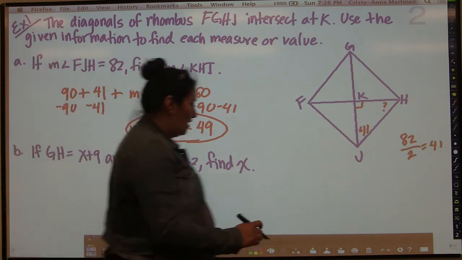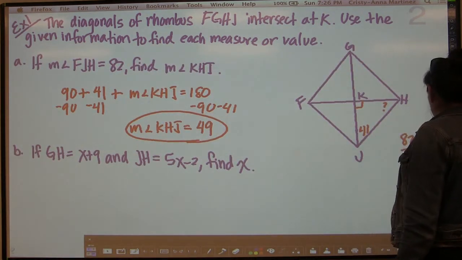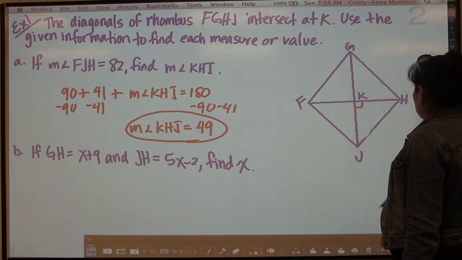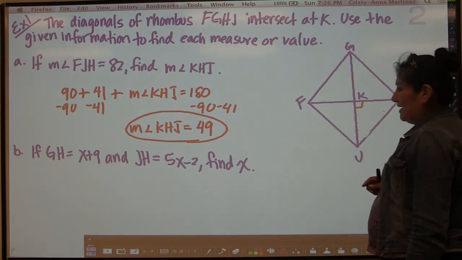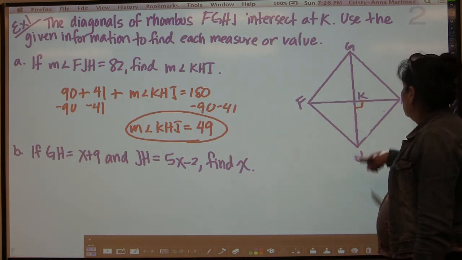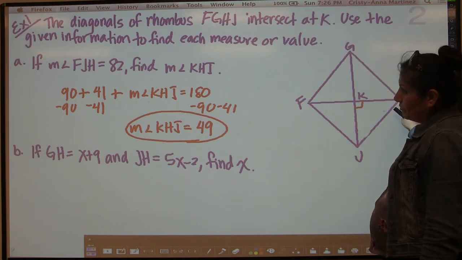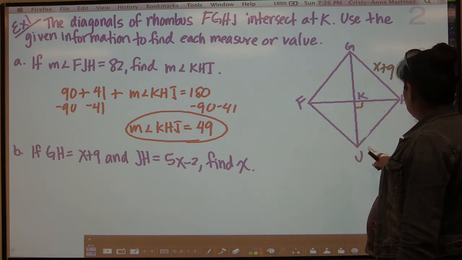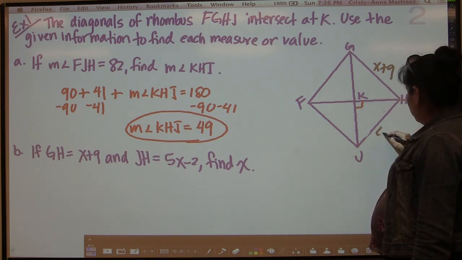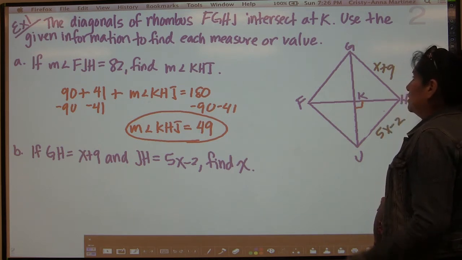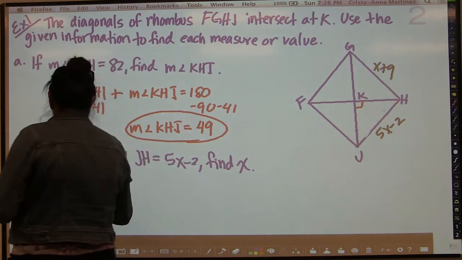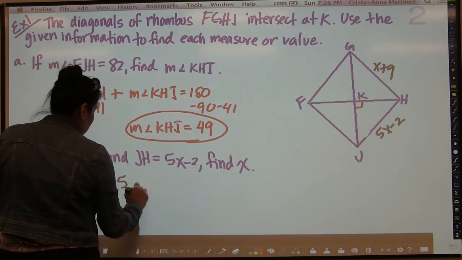All right? So now we want to erase this information because it's not going to pertain to everything. Obviously, they're still going to be perpendicular, but our next example says if GH, so where's GH? GH is this segment here, equals x plus 9. And JH, here's JH, equals 5x minus 2. Find x. So again, this is a rhombus, and so because it's a rhombus, all of the four sides of the rhombus should be congruent. So that means that I can say that x plus 9 should equal 5x minus 2.